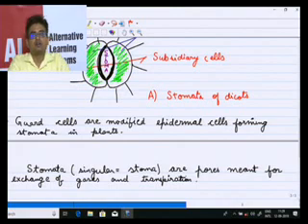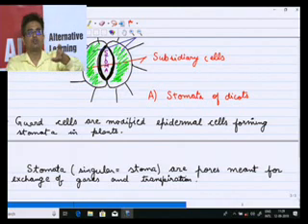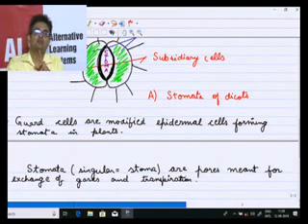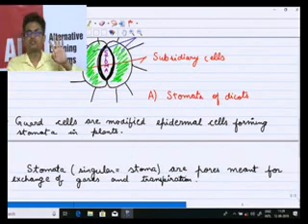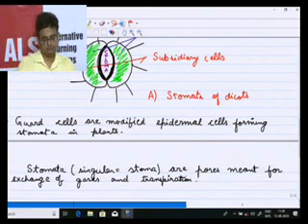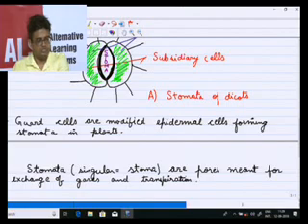This is oversimplified. In plant physiology, I will also teach you that it is because of uptake of potassium and malate ions. That will come later. Right now, this is sufficient for you. So these are the pores meant for exchange of gases and for transpiration.